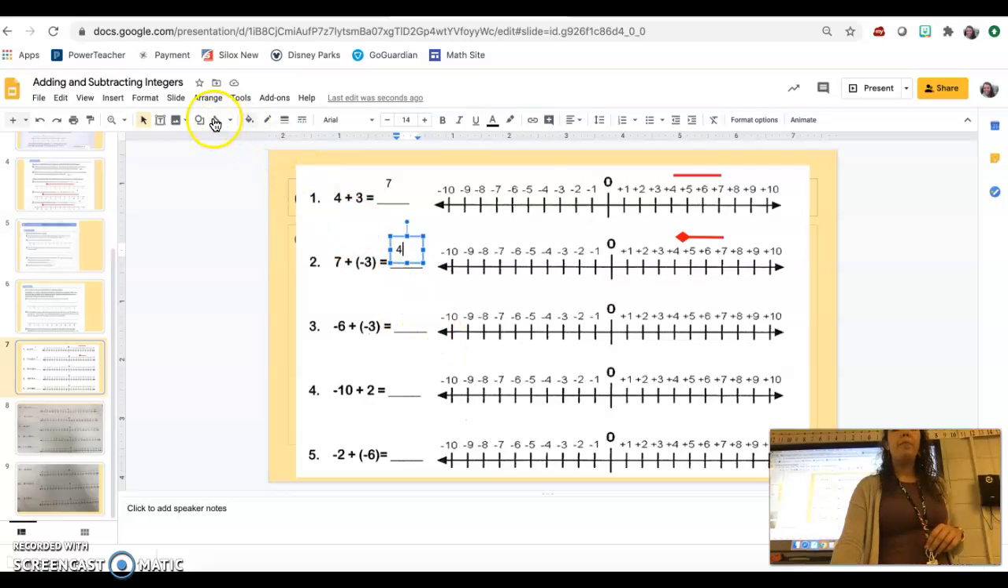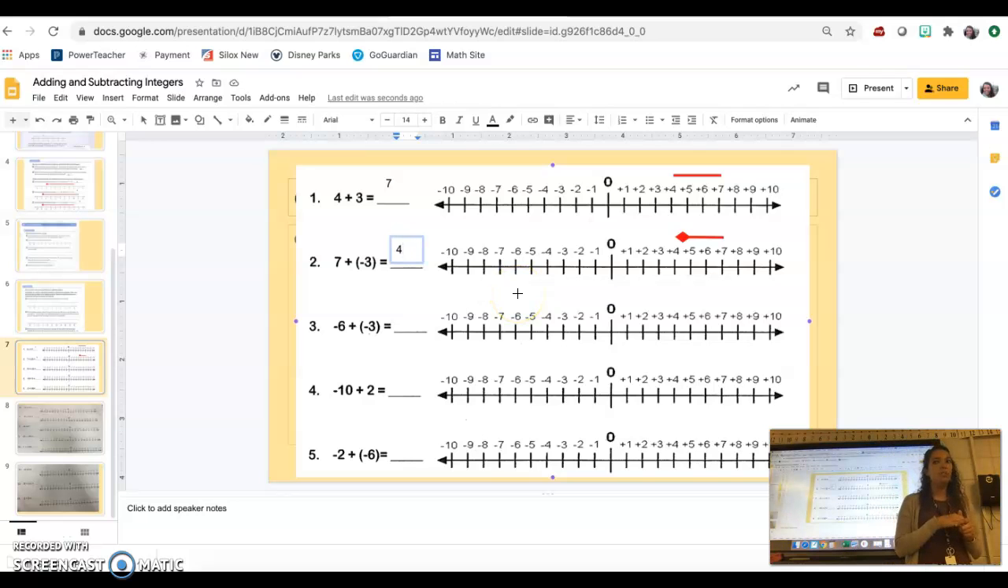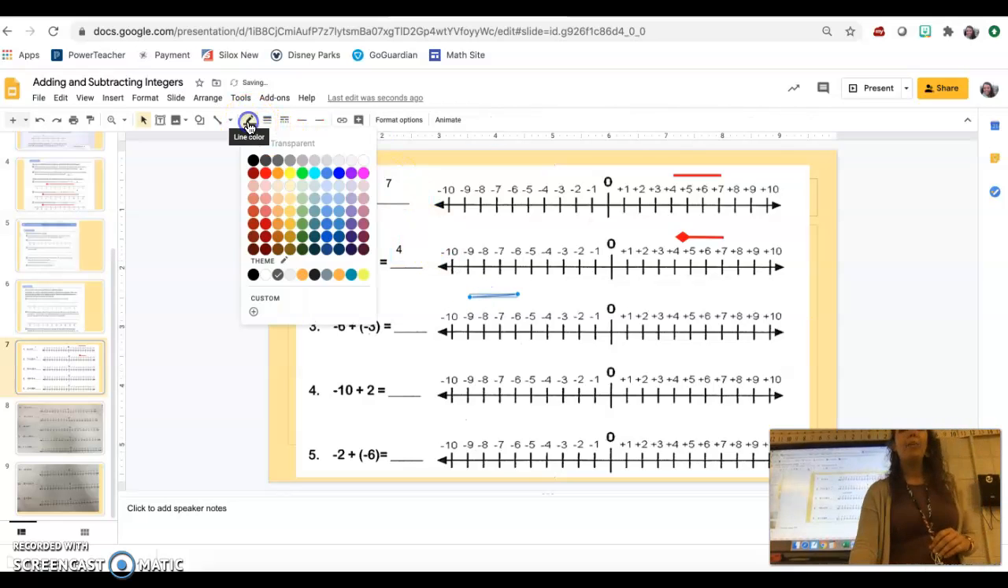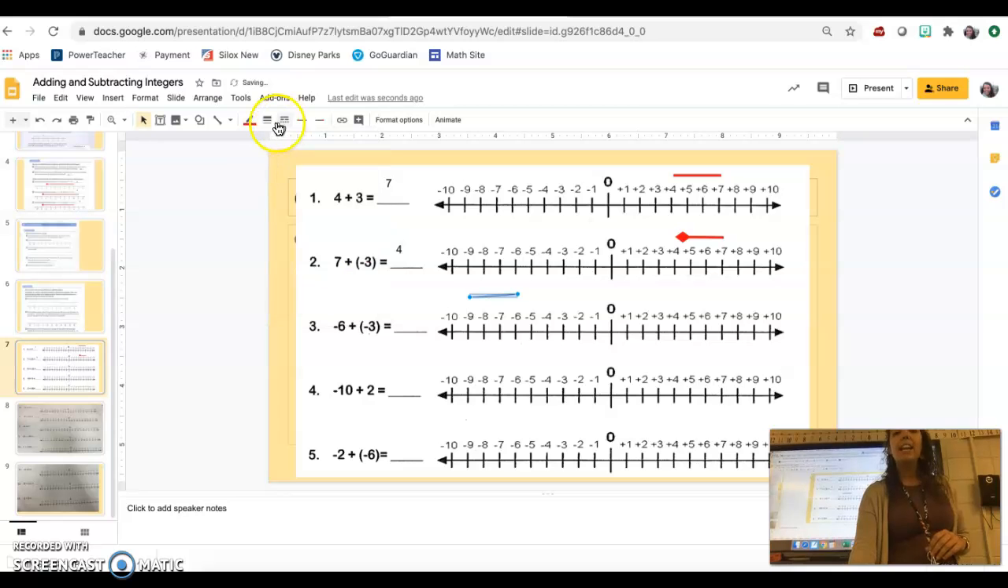All right, what about the third one? We start where? Start at negative 6. I'm adding a negative. Which way do you go? Left. You're adding a negative. So if you mess that one up, you'll fix it. So negative 6. Go left. 1, 2, 3. Where does that put you? Negative 9.